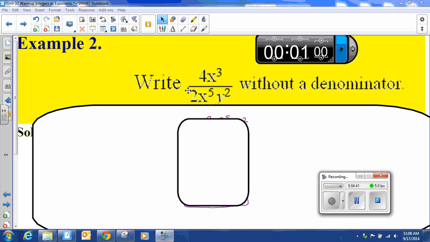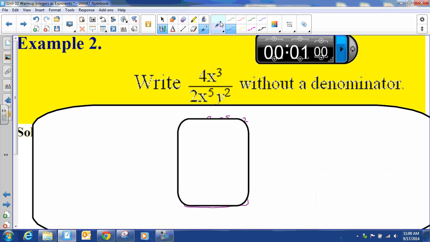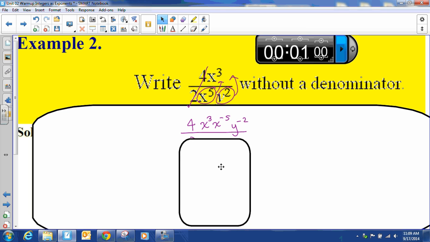Example 2. Write this expression without a denominator. Well, the first part is easy. 4 over 2 simplifies to just 2 over 1. The denominators here we can circle them and bring them up to the numerator under the condition that you have to negate the power. So these are positive powers, and when we move into the other side of the fraction bar, they actually become negative. So we can achieve this by negating these two exponents down here.